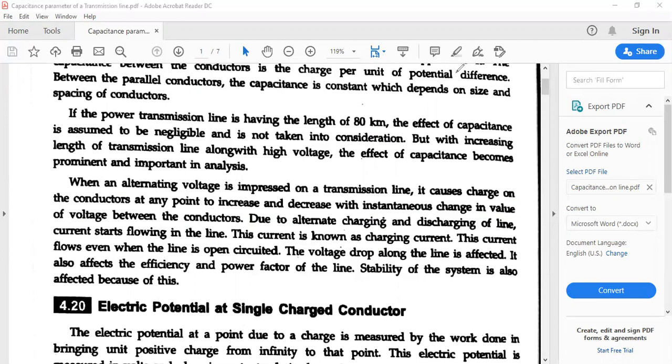When you charge it, the positive and negative charges are present there, and there is a continuous change. When I say continuous change, it is an instantaneous change in the value of the voltage between the conductors due to alternate charging and discharging of the line. The current which flows in the line is called the charging current. So these are some introduction topics which will be discussed.